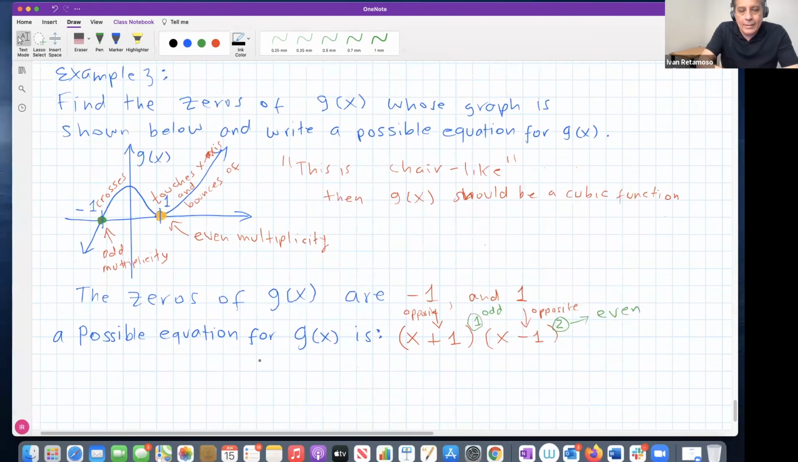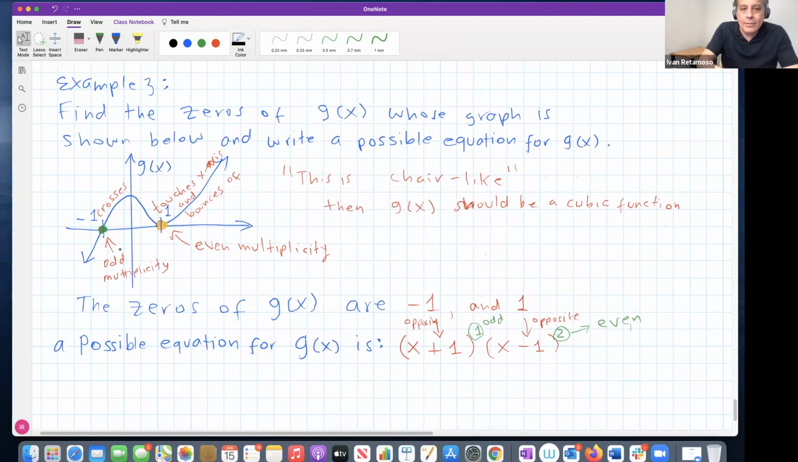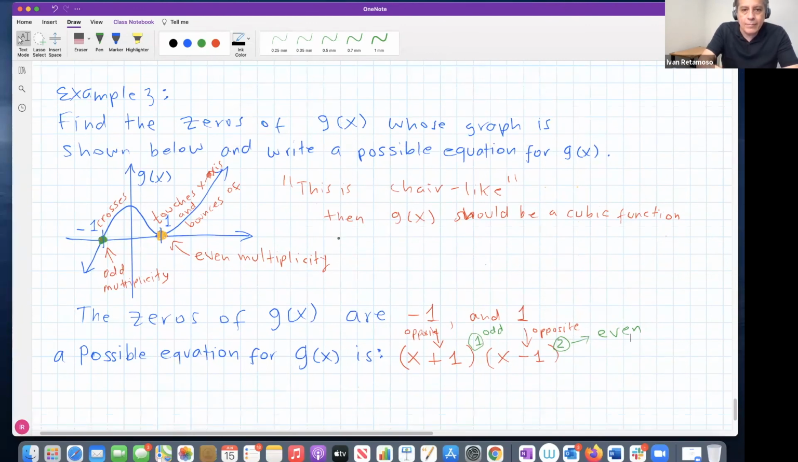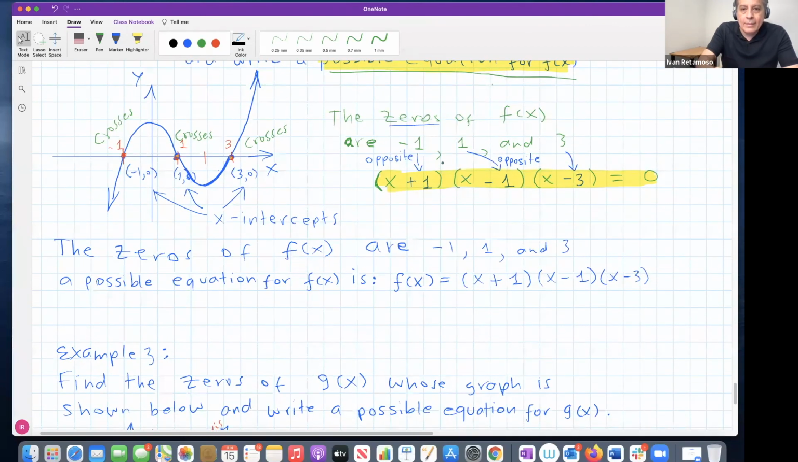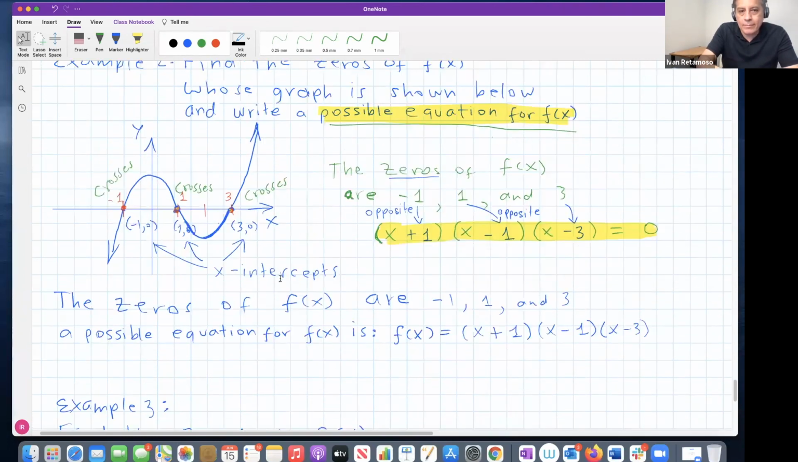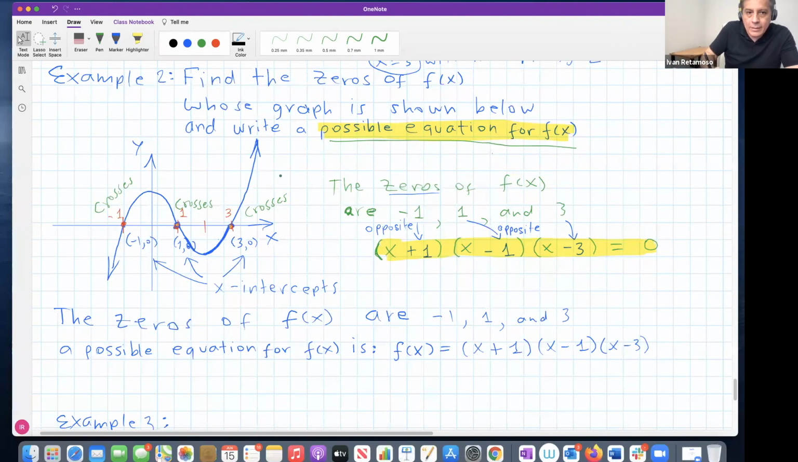Again, touching and going away, even exponent; crossing, odd exponent, right? And the sum of the multiplicities equals the degree of the polynomial function. Just like in here: degree 1, degree 1, degree 1, 1 plus 1 plus 1 is 3, a cubic function, chair-like, right? Chair-like function. Okay.